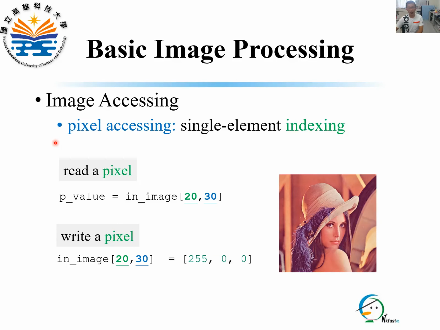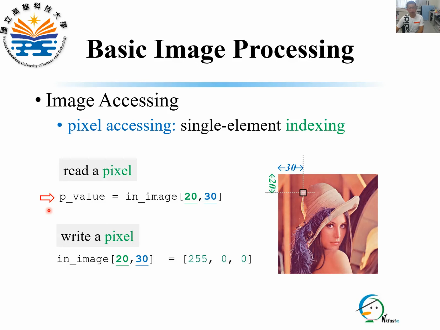Accordingly, for accessing a single pixel, we can use single element indexing for a NumPy array. For example, this code reads the value of the pixel at (20, 30) to the variable p_value. This code sets the value of the pixel at (20, 30) as (255, 0, 0), that is blue.